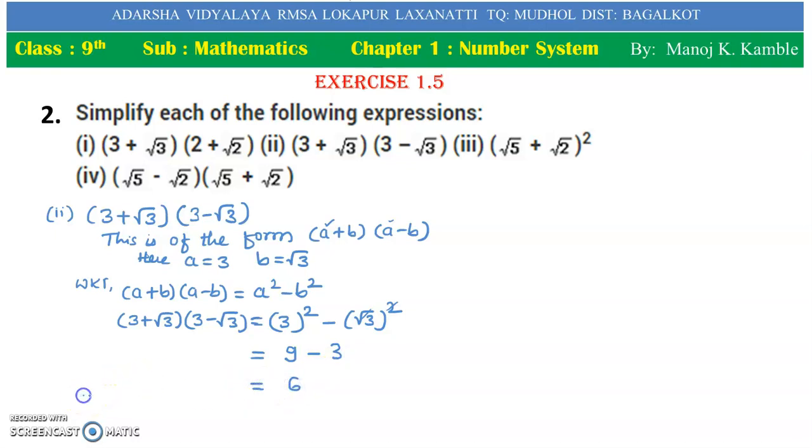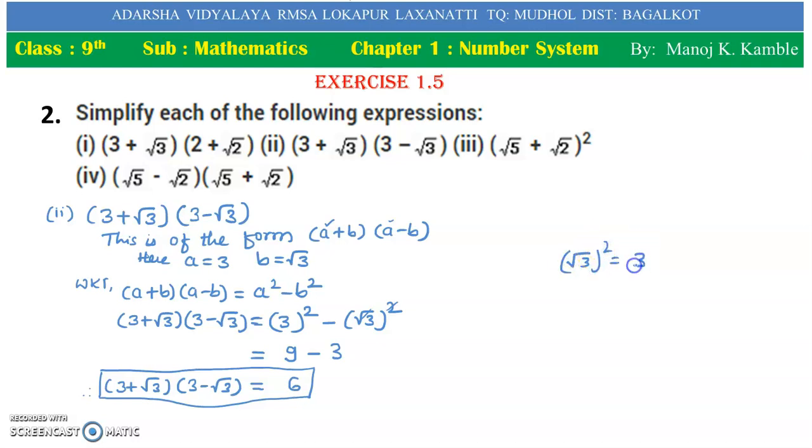Okay, so last we have to write both LHS and RHS. So (3 plus root 3) into (3 minus root 3), the answer becomes 6. So this is the simplification or solution for Roman 2. So here one important point is that root 3 whole square, the answer is 3. How does it come?